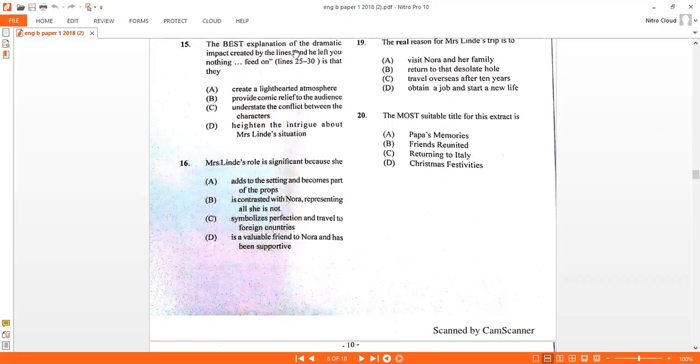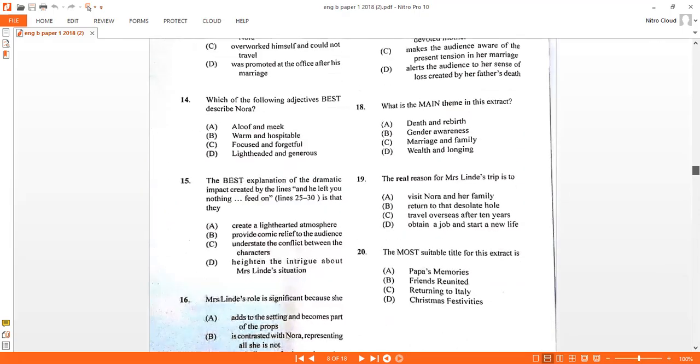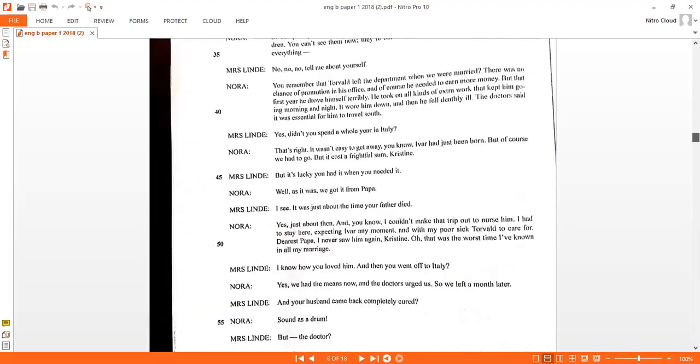Even without going to lines 25 to 30, it says, "And he left you nothing." Right away, we get curious because we want to know: really? How come? Is that possible? Girl, tell me more. And so it makes us somewhat interested in this woman's life. So let's jump up to lines 25 to 30.